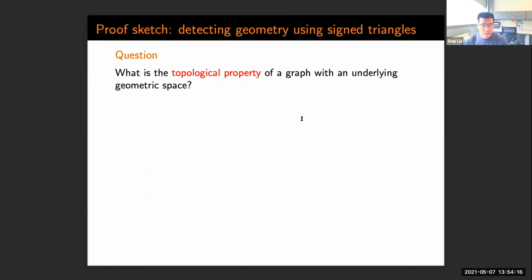Next, we turn to the possibility of detecting geometry. To start with, we ask the following question. What is the topological property of a graph that has an underlying geometric space? So consider two nodes with a common neighbor. What is the probability of them being connected to each other? So in GMP, because of the independence of edges, this probability is p, which is independent of their location and other information. However, in a geometric graph, the connection probability is marginally higher than p because of the geometry. So this motivates us to consider just counting the number of triangles in the graph, which is already witnessed by our observation that the geometric graph is abundant in triangles.